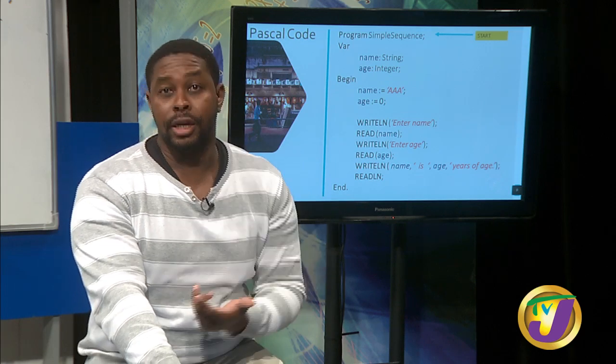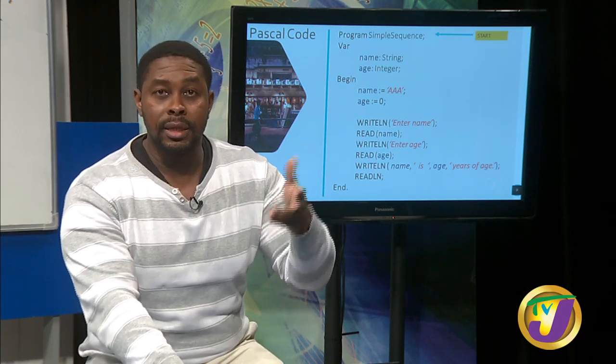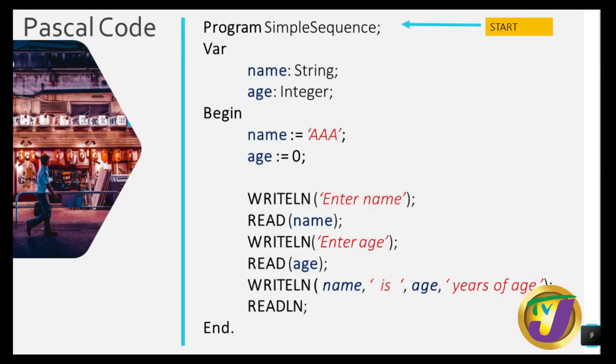You're done. Then after that, we want to declare our variables. And in this case, our variables were name and age. This declaration process is where we give each one its particular data type. In this case, name is a string and age is an integer.